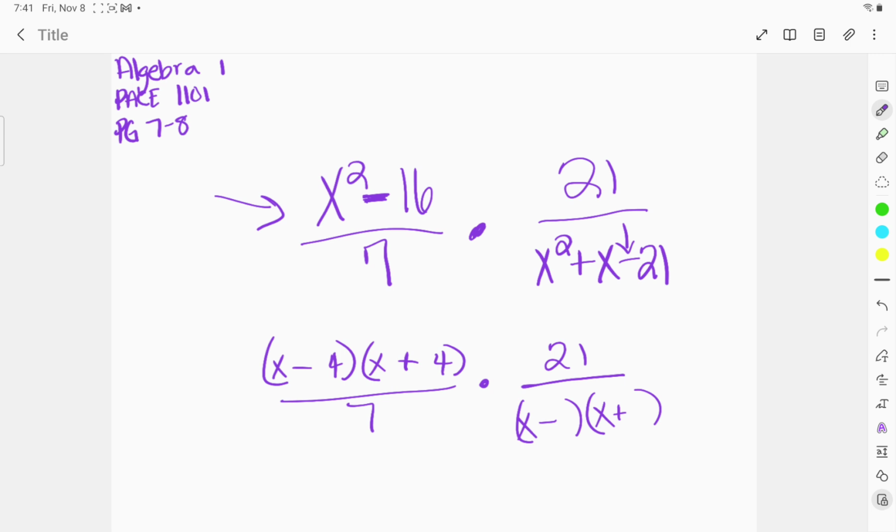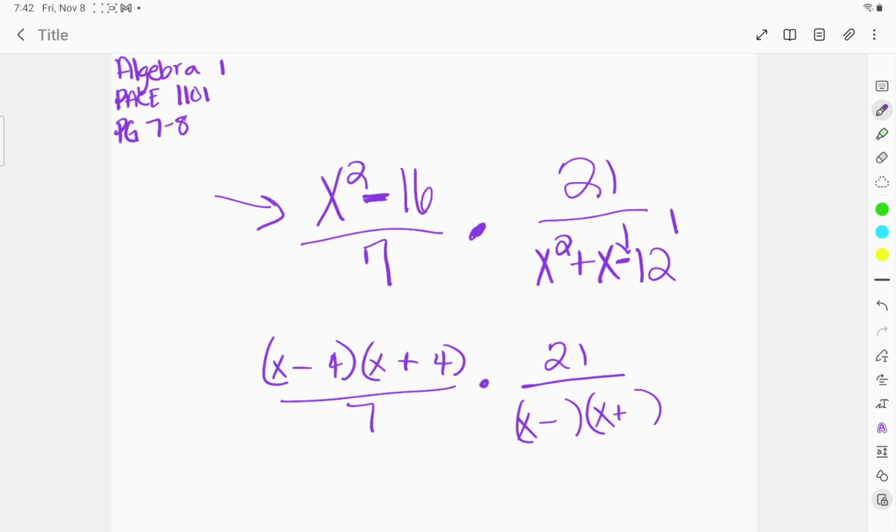And now I have to find factors of 21. Factors of 21, when subtracted, because that second sign is negative, will give me 1. That's what I'm looking for now. Okay, except that's not supposed to be 21, it's supposed to be a 12. Okay, so factors of 12, when subtracted, give you 1.